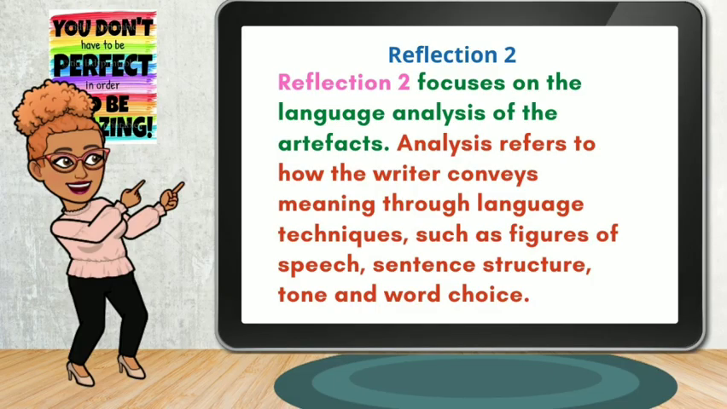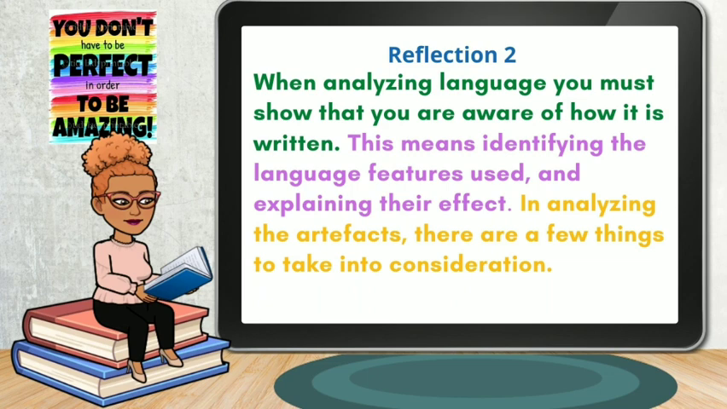Reflection 2 focuses on the language analysis of the artifacts. Analysis refers to how the writer conveys meaning through language techniques such as figures of speech, sentence structure, tone, and word choice. When analyzing language, you must show that you are aware of how it is written. This means identifying the language features used and explaining their effect.